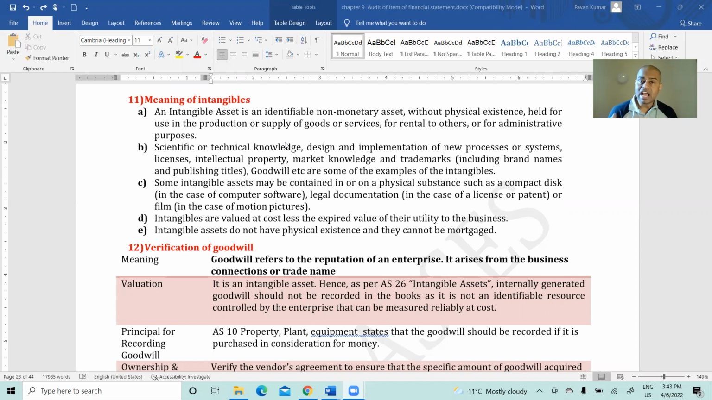A question can be asked in CA exams as to how do you conduct audit of intangible assets. This is a wholesale question. That means it covers all intangible assets. Or they may ask a retail question. How do you verify goodwill? How do you verify patents? How do you verify copyright?